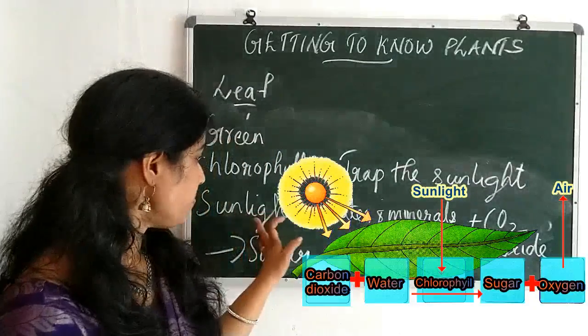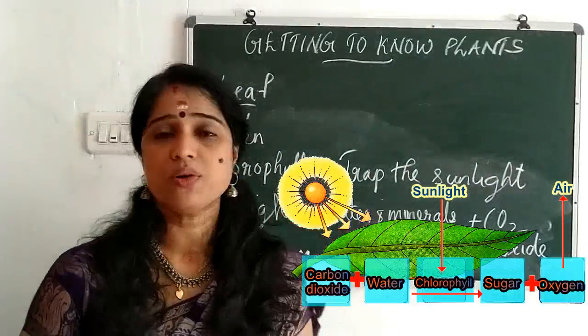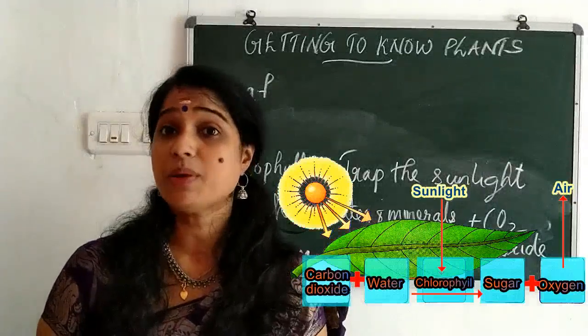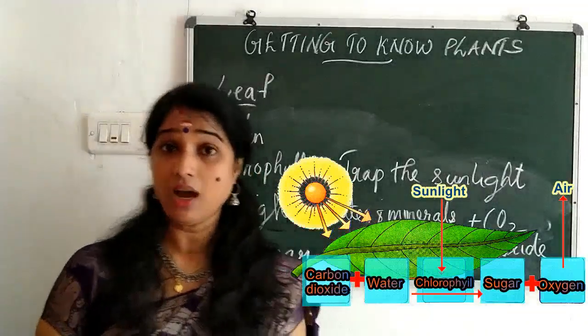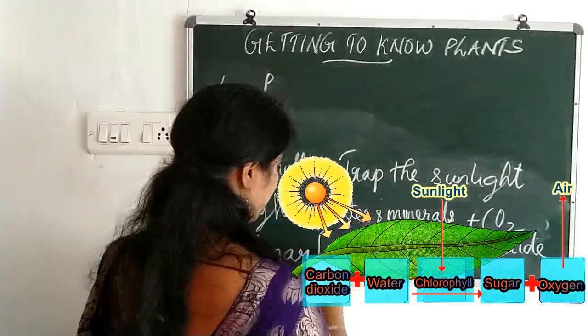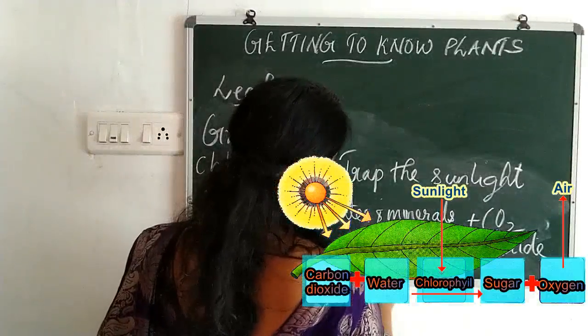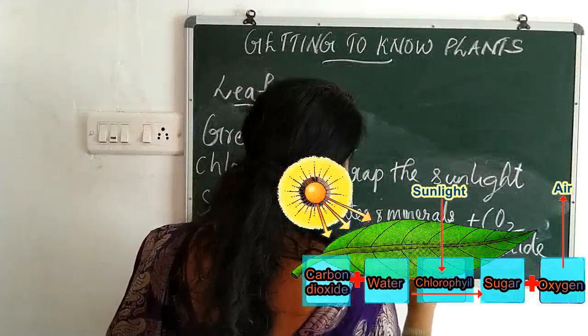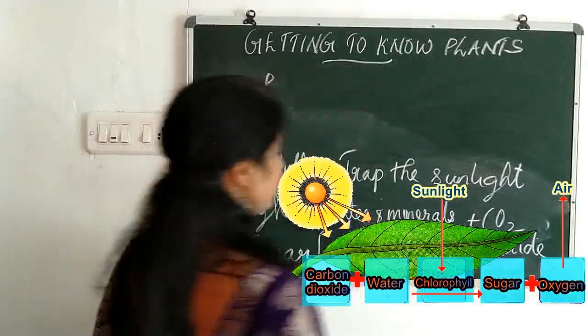Now you understand, sunlight plus water and minerals and carbon dioxide. Plants prepare the food, and which type of food are they preparing? It is the sugar, and that process is known as, who can tell me? You are familiar with this term, photosynthesis.